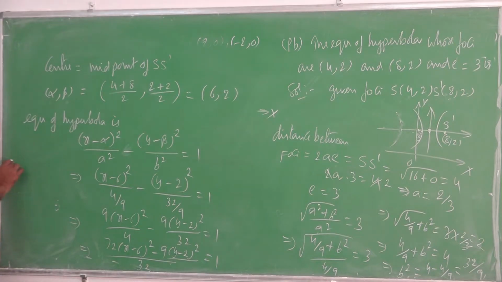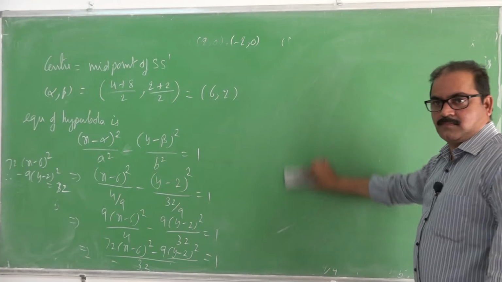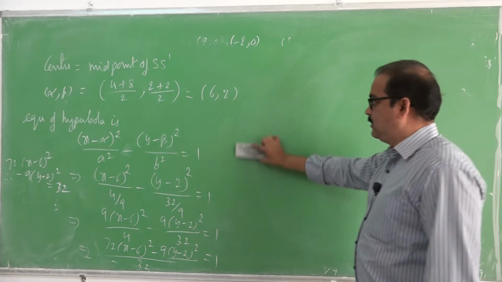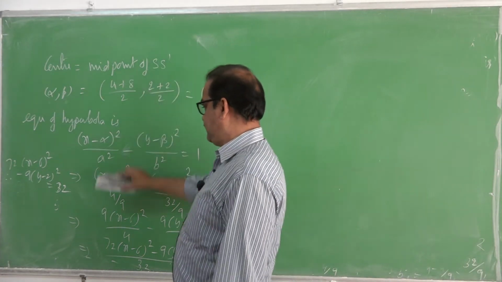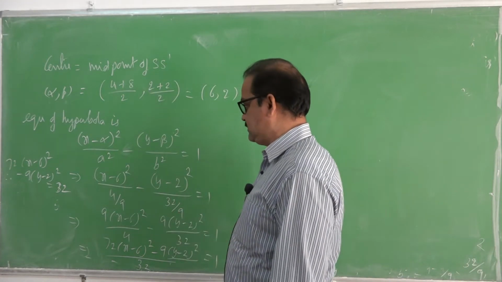We get 72 into (x minus 6) whole square minus 9 into (y minus 2) whole square is equal to 32. Okay, if the center is some point, we get the hyperbola in this way.